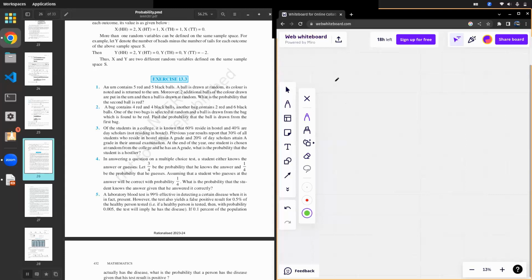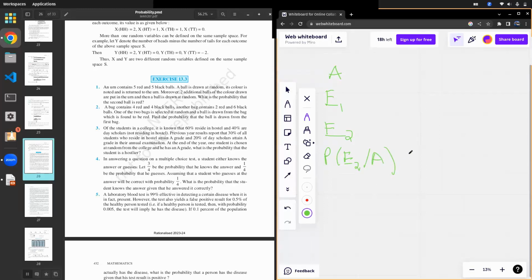So here also we will first define the events. Let A be the event of the student answering it correctly, E1 be the event such that the student answers by guessing, and E2 be the event of the student answering by knowing the answer. So here we have to find the probability that the student knows the answer given that the answer is correct. So we have to find the value of probability of E2 given A.